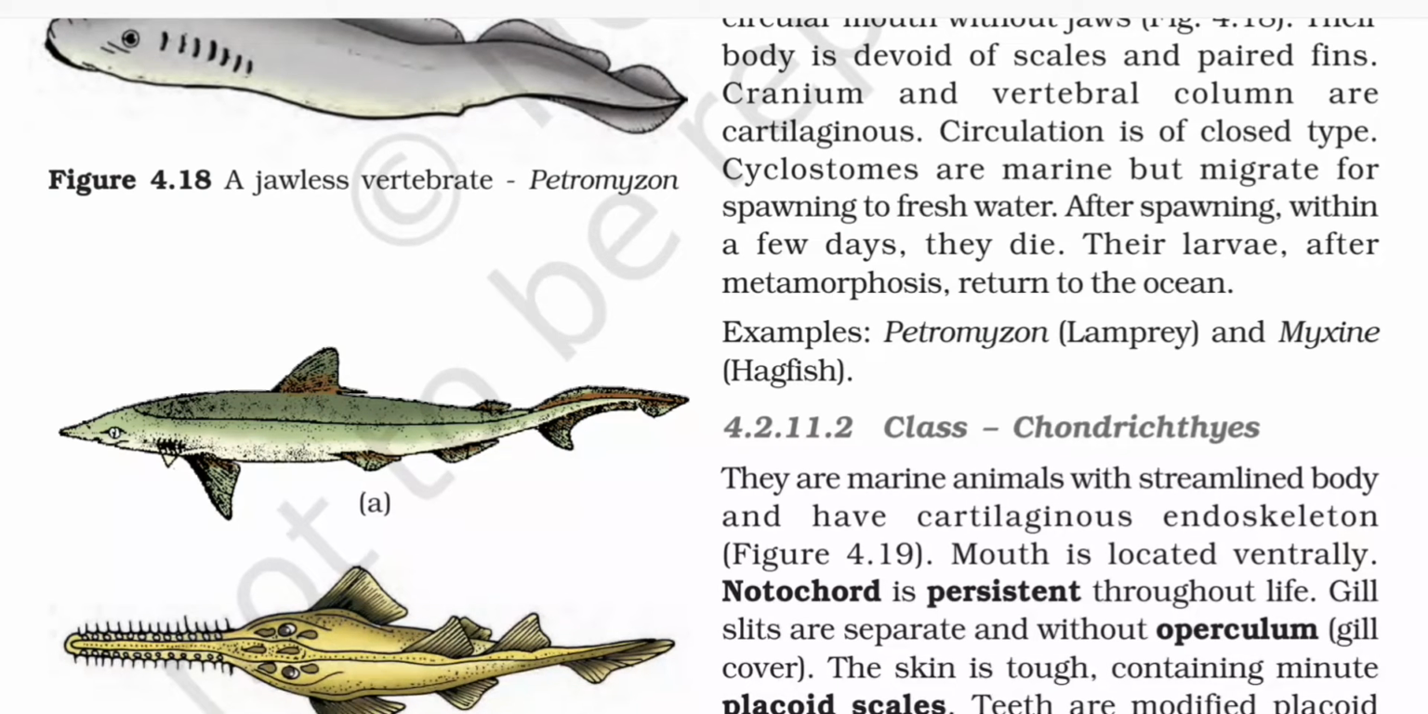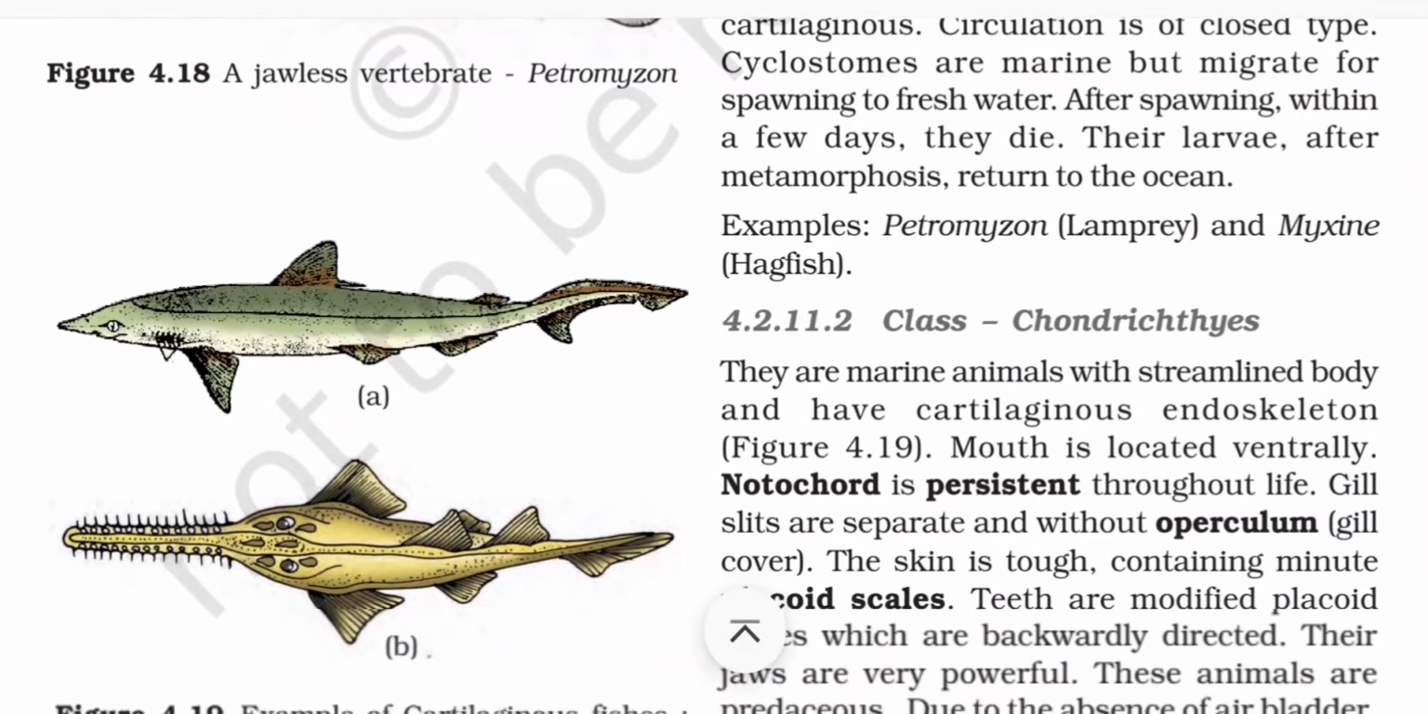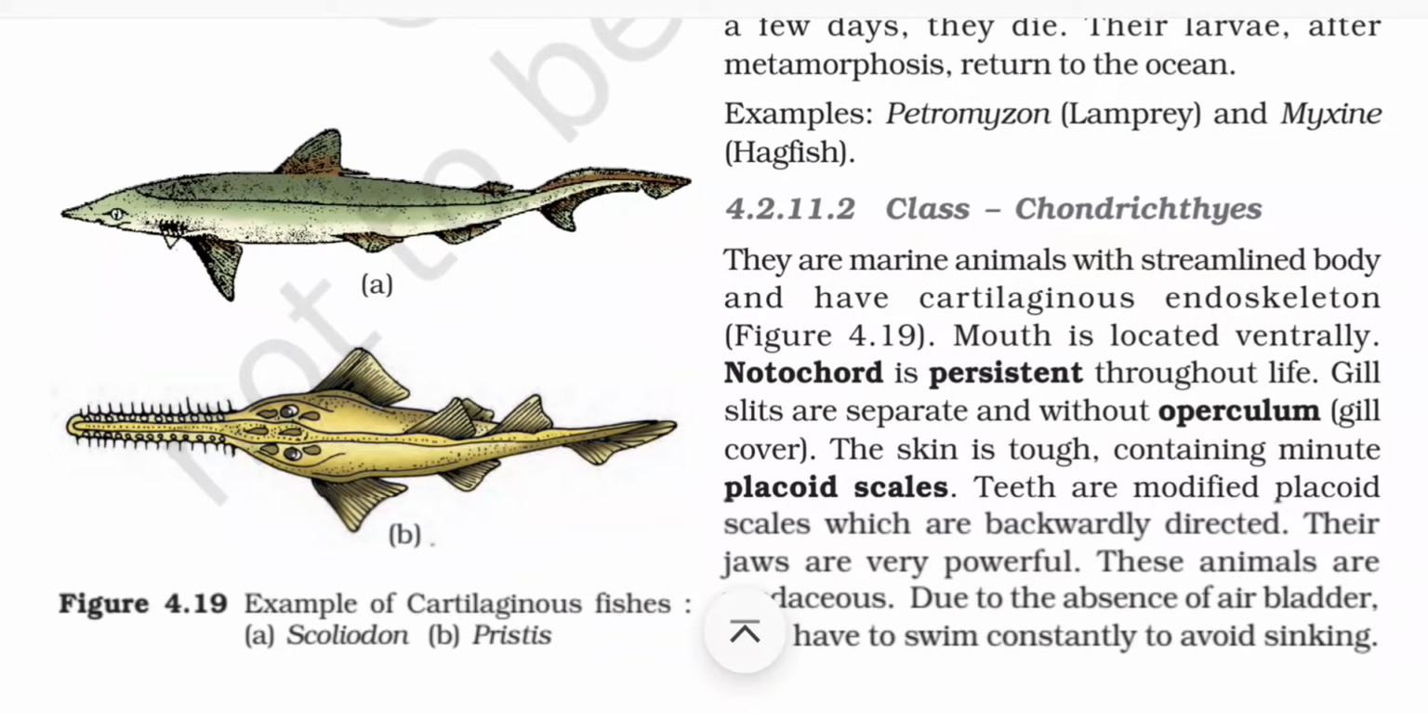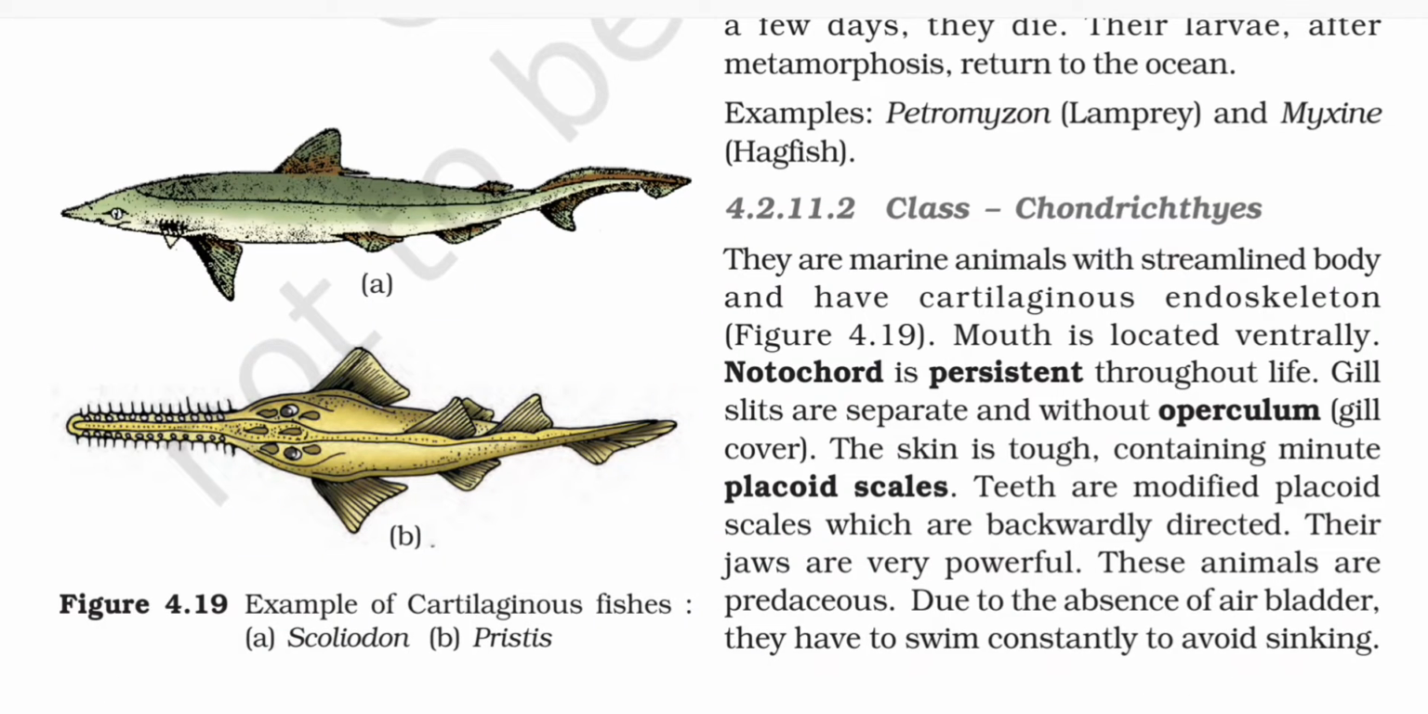Circulation is of closed type. Cyclostomes are marine but migrate for spawning to fresh water. After spawning within a few days, they die. The larvae after metamorphosis return to the ocean. Examples: Petromyzon, that is lamprey, and Myxine, that is hagfish.